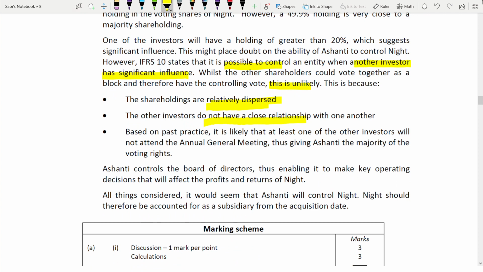Last point: based on the past practice, not best practice. What happened in the past? It is likely that at least one of the other investors will not attend the AGM, thus giving Ashanti the majority of the voting rights. Because at least one of the other shareholders will not attend, the majority of the voting rights goes to Ashanti. This is based on the past. This also we'll see from the case study, because I want to show you that everything they say is linked with the case study, nothing from their side or from outside knowledge.